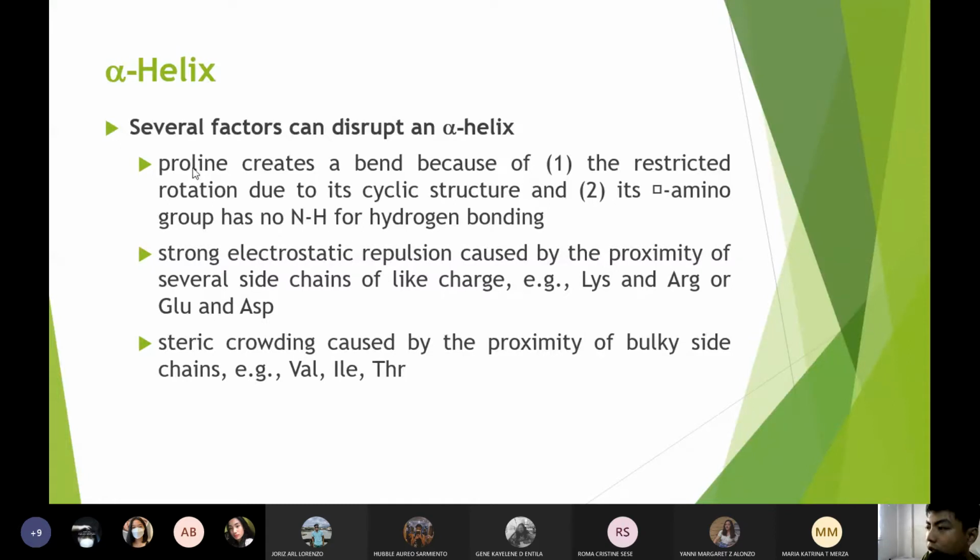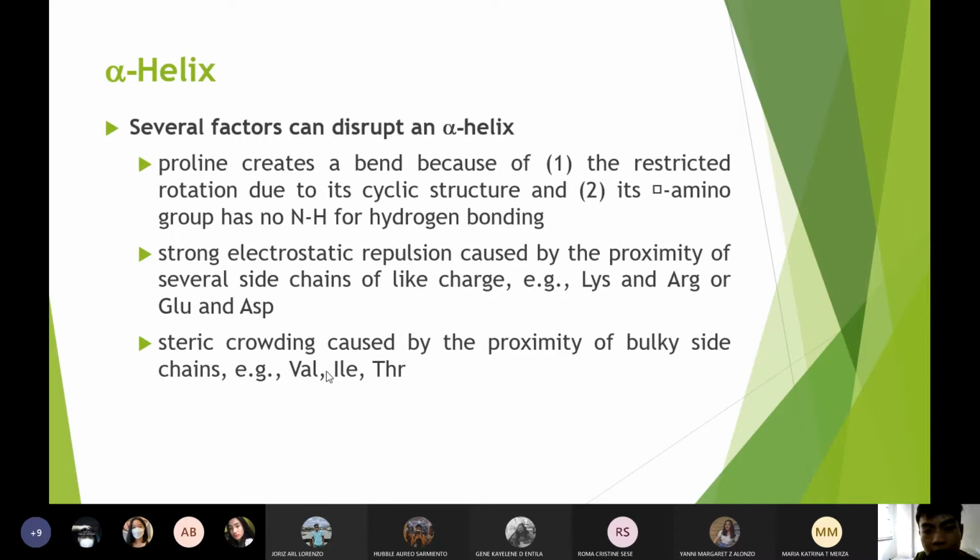Number two, other factors that can disrupt our alpha helix are residues that have strong electrostatic repulsion, especially charged R groups such as histidine, arginine, lysine, glutamine, aspartic acid. If they are beside each other, instead of forming hydrogen bonds, they can actually repel each other because they possess positive or negative charged R groups. So they can destroy the linkage.